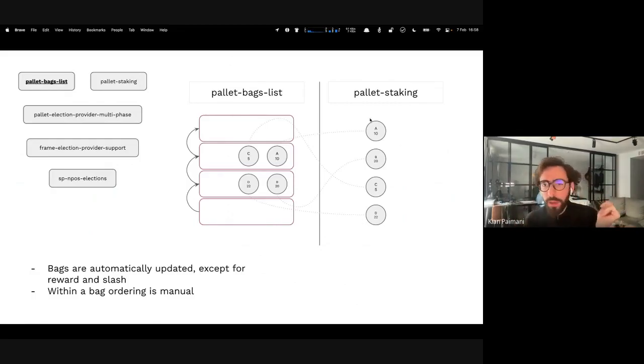So let's look at how it works. Again, in a very simplified way, pallet staking only contains this flat map of nominators, where A, B, C, D have some amount of stake: 10, 25, 22. And this bags list pallet is a duplication of this data that's stored somewhere else, but it's sorted into groups, or as we call them, bags. Maybe not the best name, but there are different bags for different ranges of stake. So you can see that 5 and 10 are grouped together, 20 and 22 are grouped together.